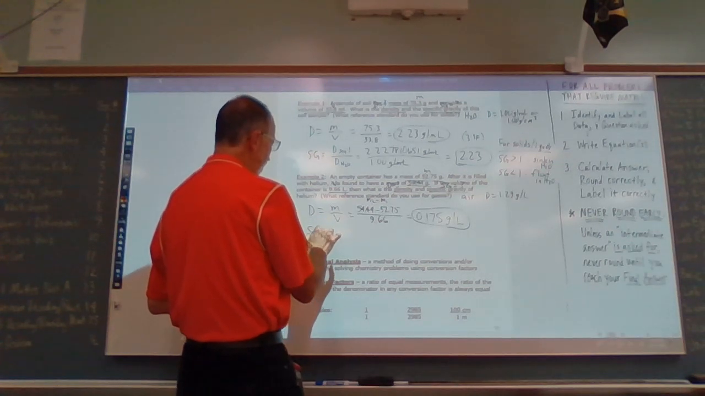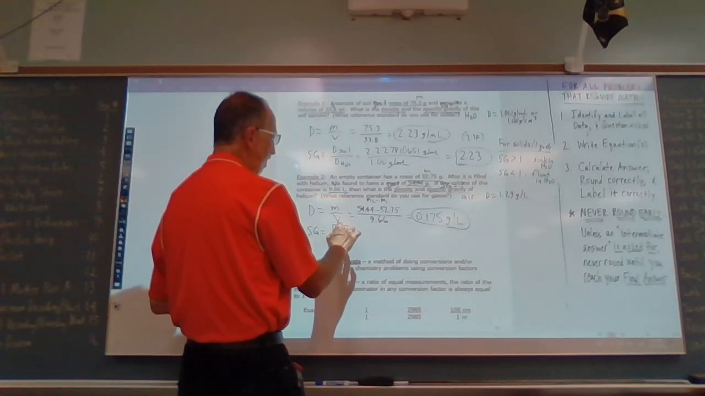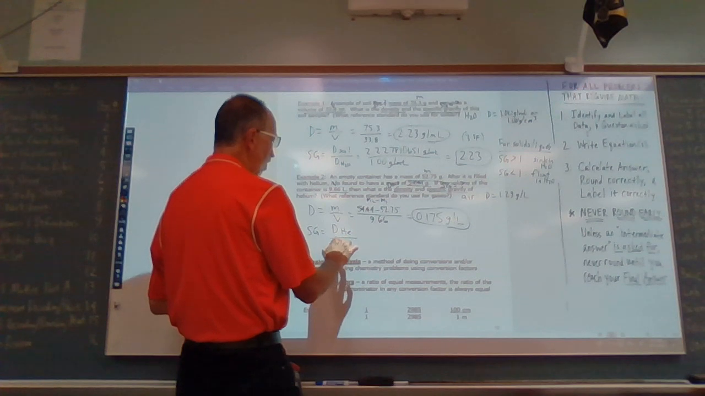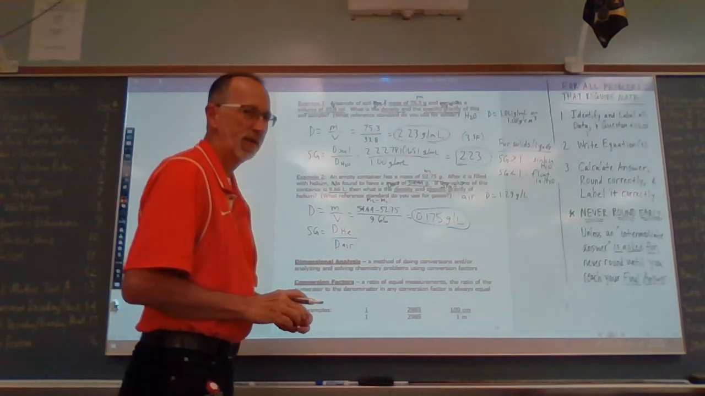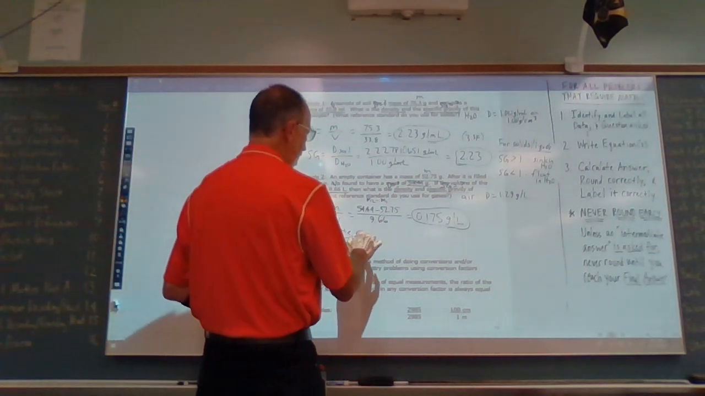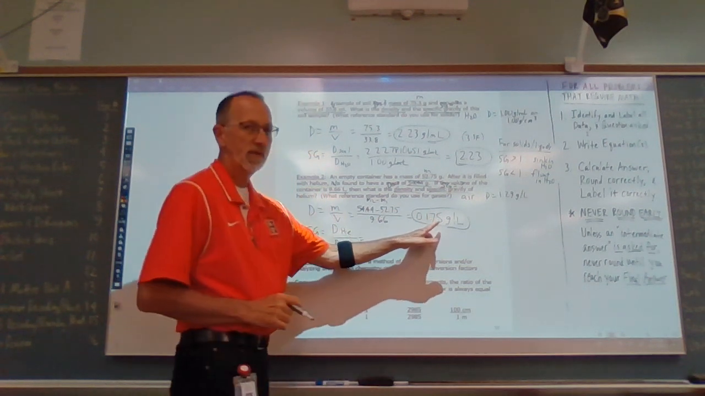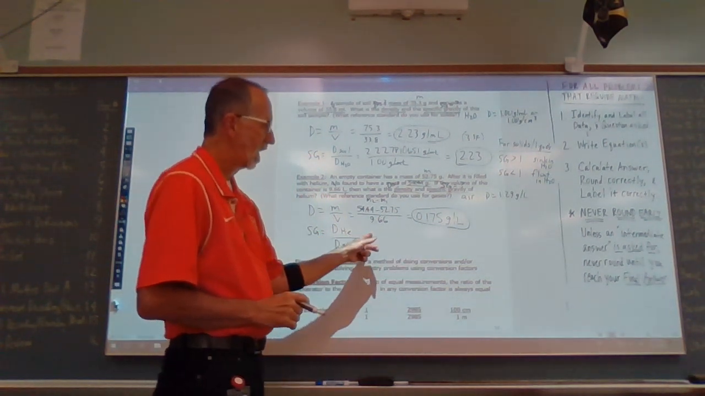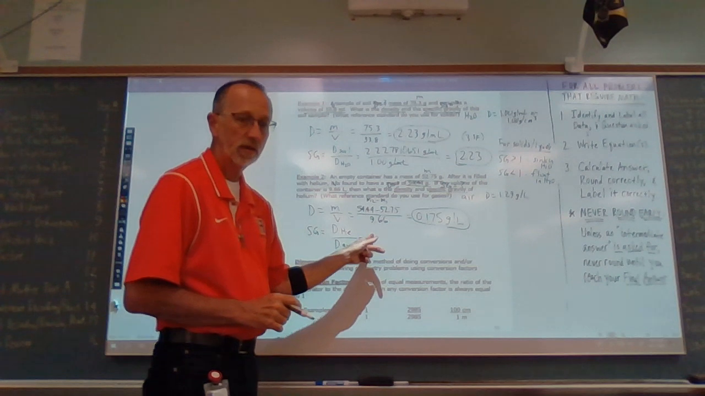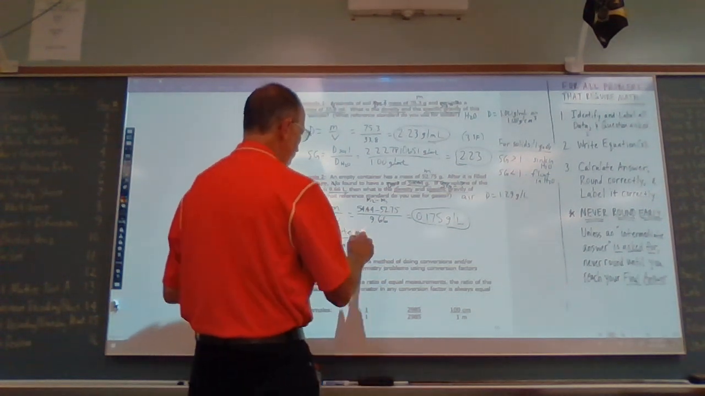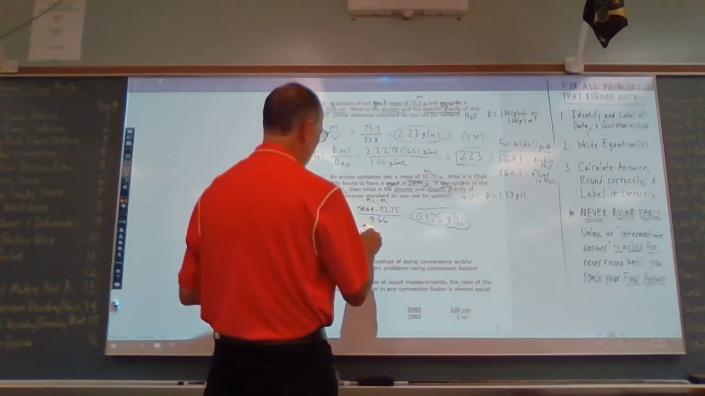So specific gravity this time will be the density of helium over the density of air, air being our reference. Now here again, this is a rounded answer. We would not use that rounded answer here. We would need the long answer. So that's why I kept it handy.